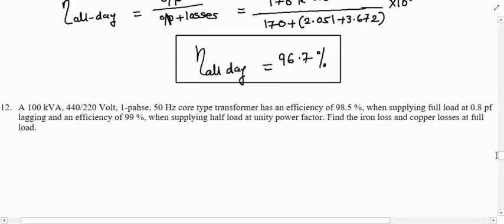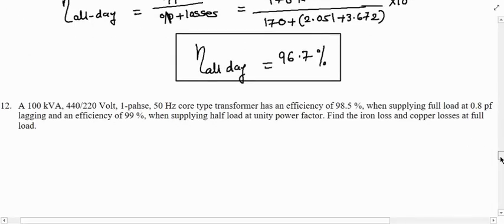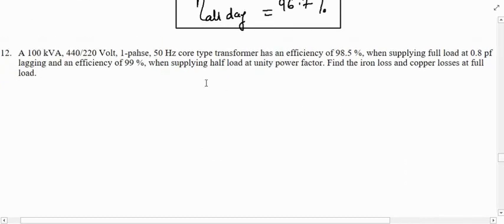Next problem statement is given below. A 100 kVA 440 by 220 volt single phase 50 Hz core type transformer has an efficiency of 98.5% when supplying full load at 0.8 power factor lagging and an efficiency of 99% when supplying half load at unity power factor. Find the iron loss and copper loss at the full load.